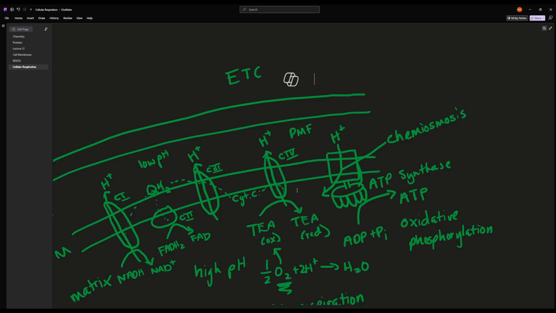But because of that sort of slight detachment, what that means is these can actually be decoupled from each other. What that means is if we were to provide an alternate pathway for these H+ to flow through, we can dissipate this gradient, the proton gradient, without actually generating ATP.